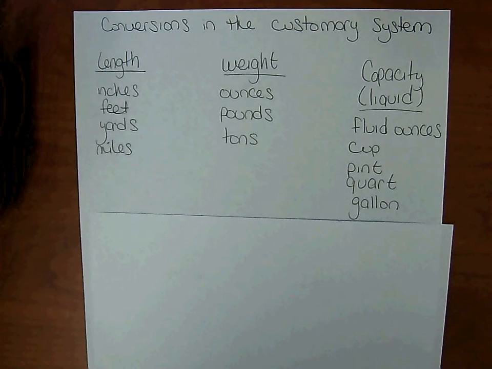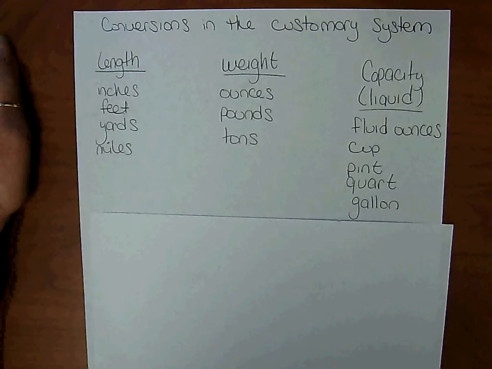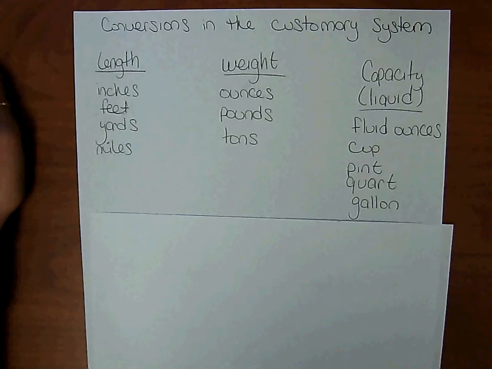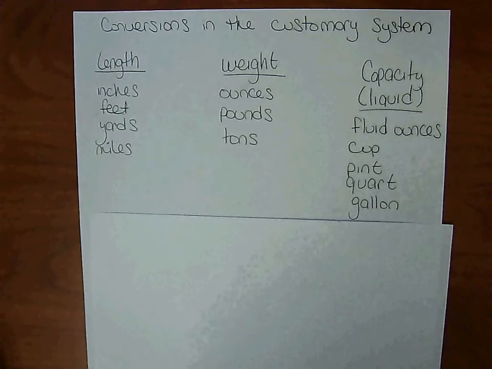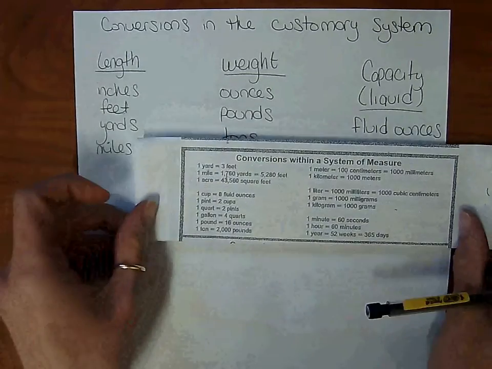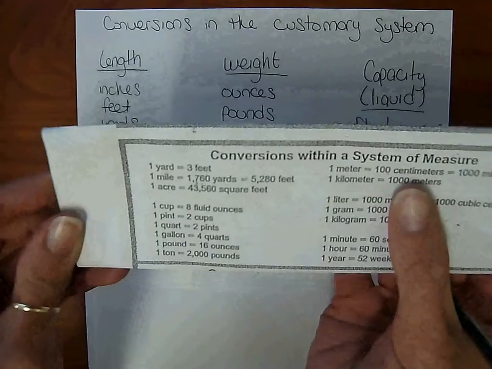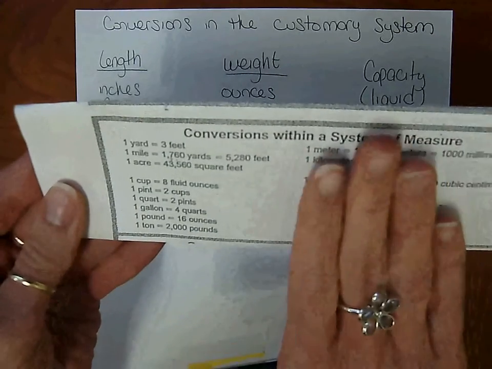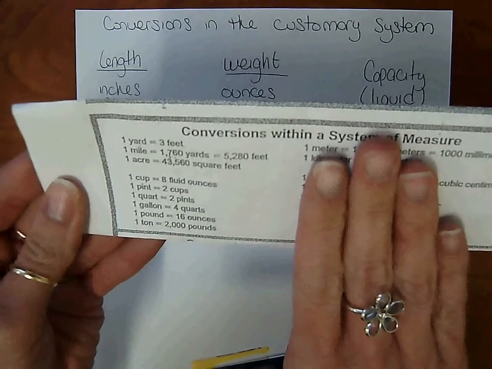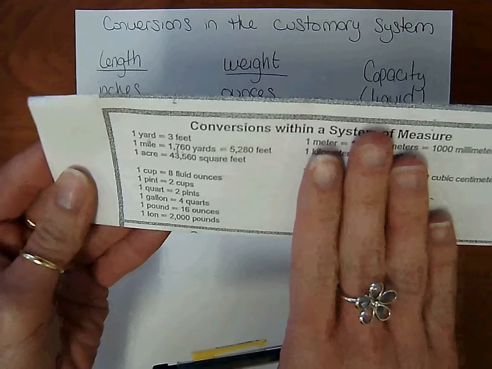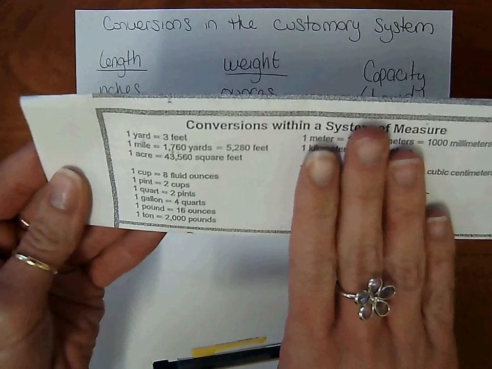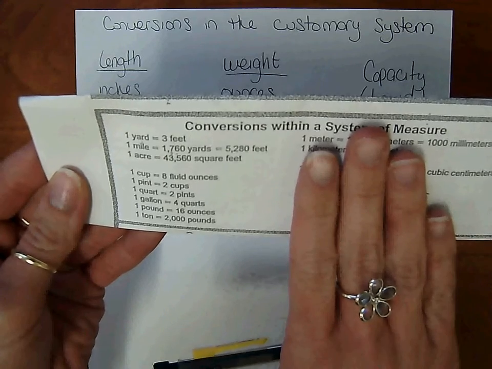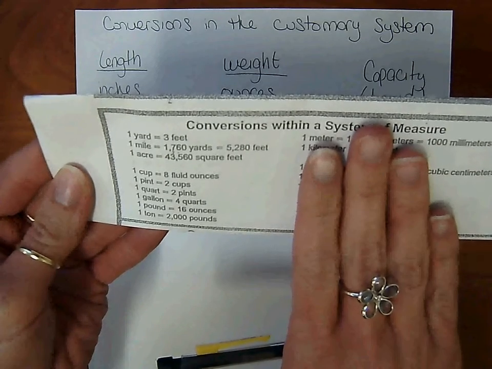What makes the customary system a little bit more difficult than the metric system is you have to know all of the conversions. Metric system is a base 10 system, where the customary system is not. You have to remember all of these different rules. So you have to remember that there's 12 inches in a foot, 1 yard equals 3 feet, 1 mile equals 1,760 yards, and so forth. Knowing these, you are able to do your conversions.